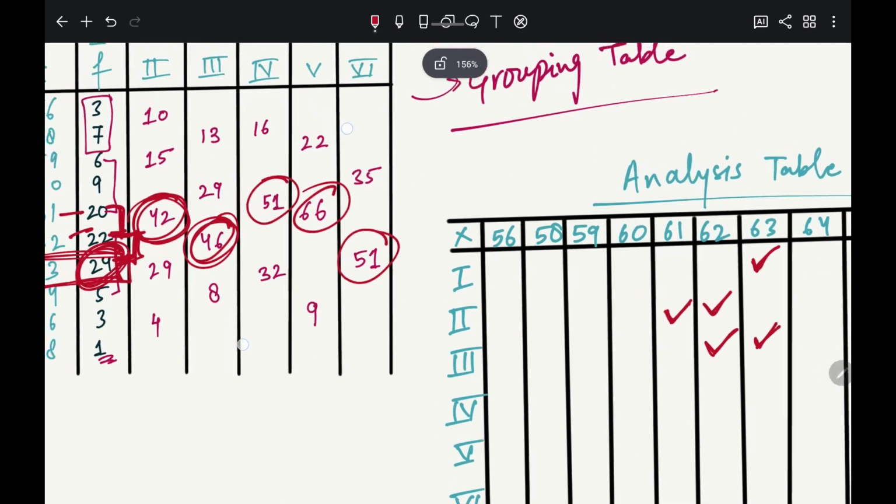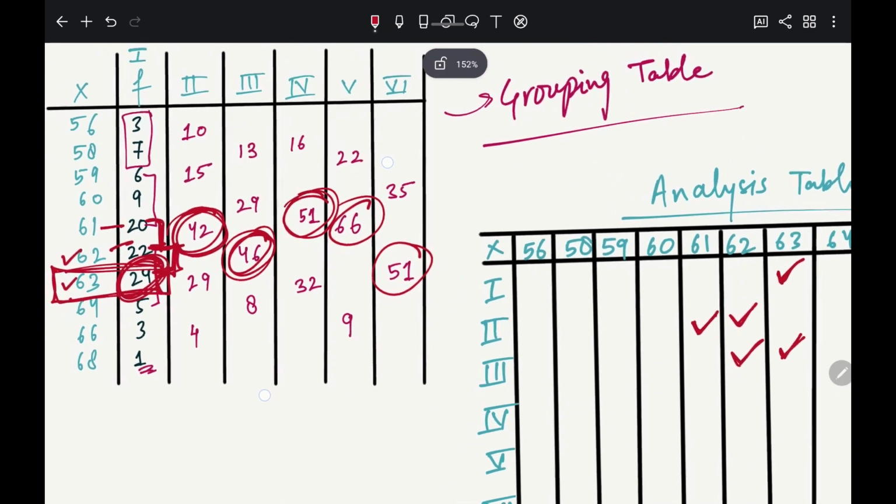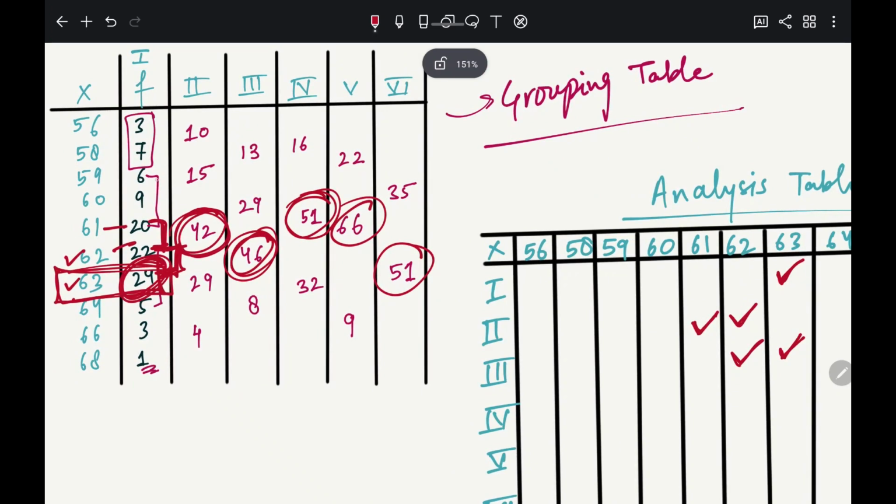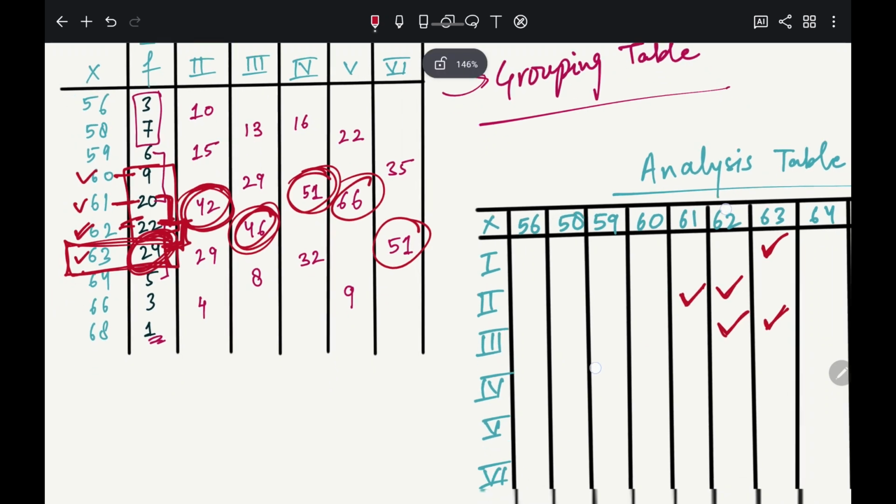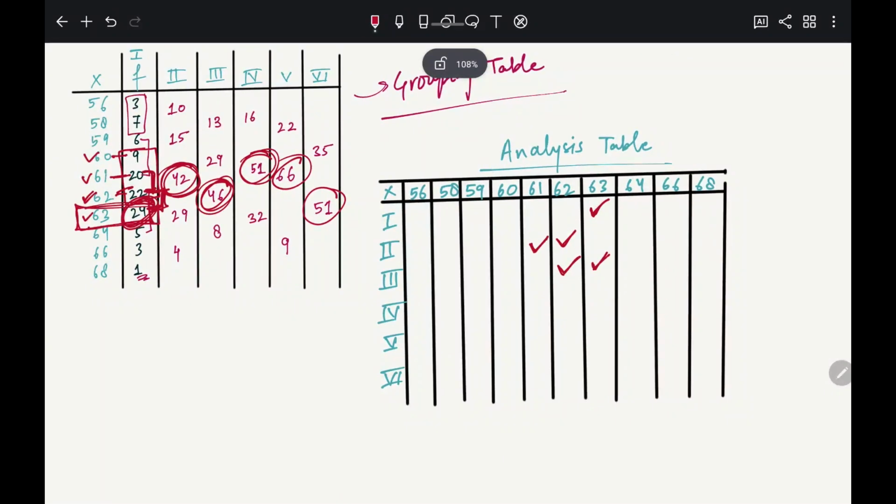Okay, how did we get 51? We were adding these three. Yeah, so the x in front of these is 60, 61 and 62. Again we will mark the tick in 60, 61 and 62.